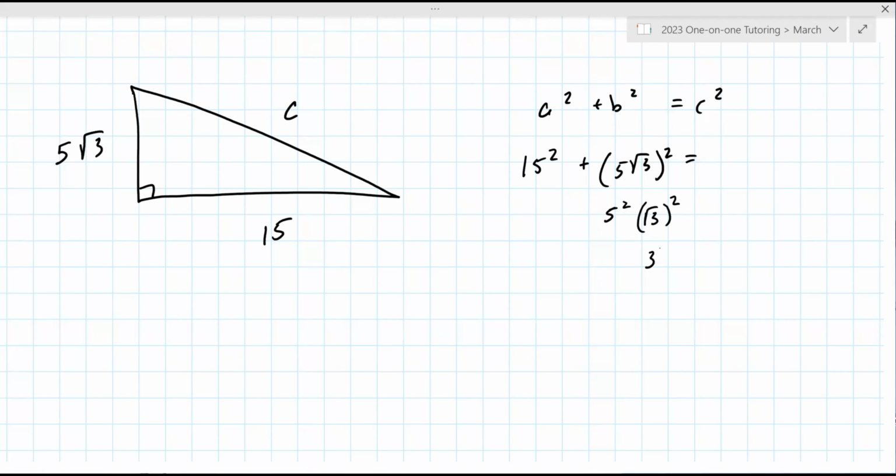So what is 15 squared? Oh, 15 squared. I messed it up. Okay, 15 squared is 15 times 15, 5 times 5 is 25, carry the 2, 5 times 1 plus 2 is 7, 1 times 15 is 15, so 225. Yes. 225 plus 75, yes.